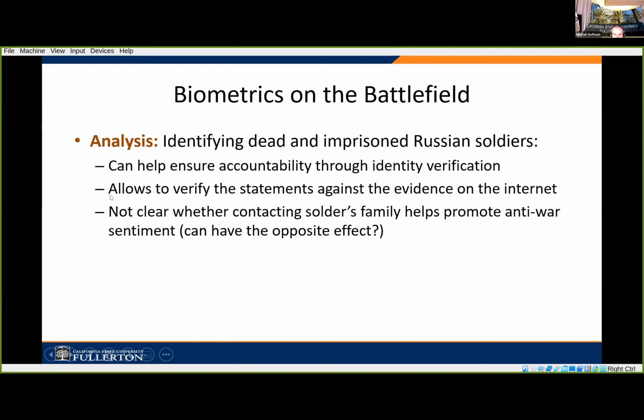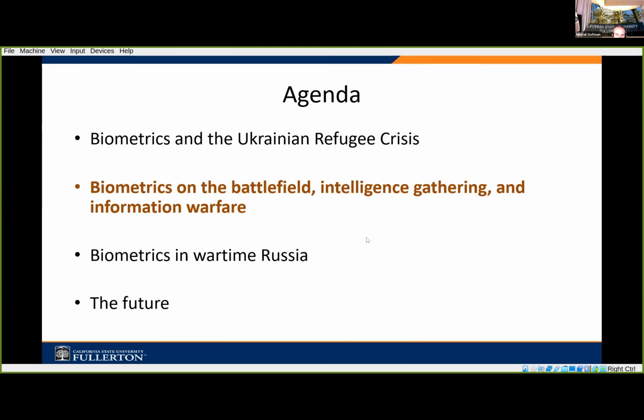Also, one of the things that has accompanied this war was the dissemination of fake news, and scanning the faces and verifying them against the faces on the internet can help to verify such statements. For example, we could verify whether the face that some news site claims appears in certain photos is actually the face of a particular person.